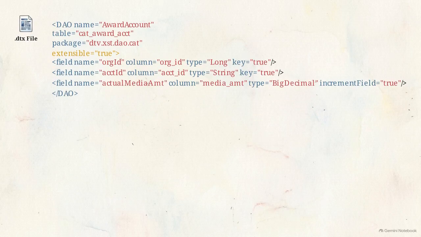The foundation of this architecture begins with the .dtx file. This XML schema defines the data access objects. Every object requires specific attributes. The table attribute points to the database target, the package sets the namespace, and the extensible flag determines if custom endpoints can be exposed. Inside the DAO, individual field elements map specific properties of the object to exact database columns, assigning data types and primary keys.